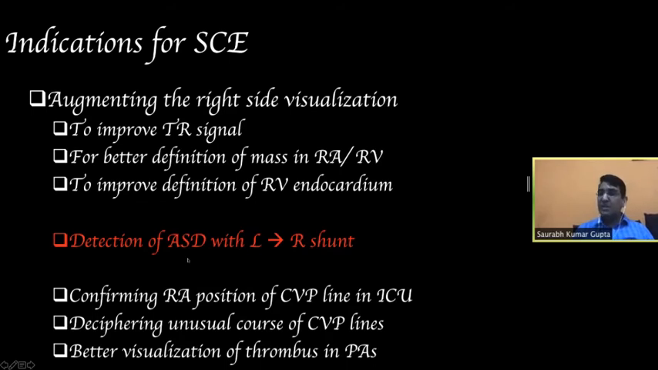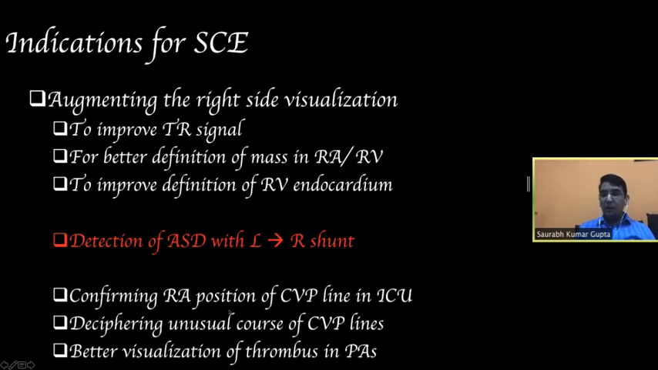Now, detection of ASD with left to right shunt used to be done in the earlier era when echo was not so great. Now, with the advent of good echo imaging and color Doppler, I don't think this remains an indication, although in some obese patients with poor acoustic window, putting saline in may still help, especially if you have a doubt about whether the septum, the fossa ovalis, is thin, or actually there is a defect.